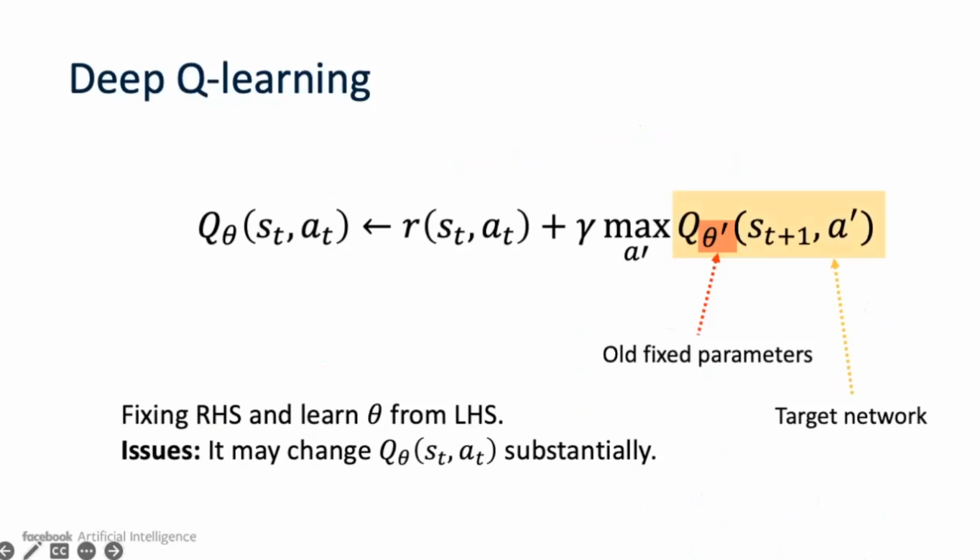So people came up with different hacks in order to make things work. One hack is that you fix the Q function that is on the right, with its parameters fixed to the old parameters. Then you use that to update the Q function on the left-hand side. That's the way you update it, but there are still issues. After this update, it may change the Q theta function substantially. This will also lead to instability.